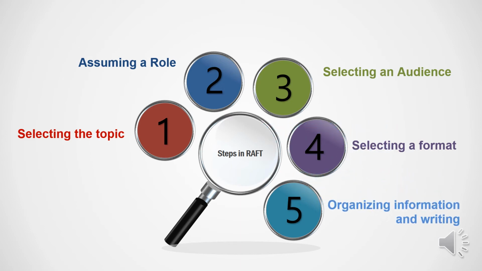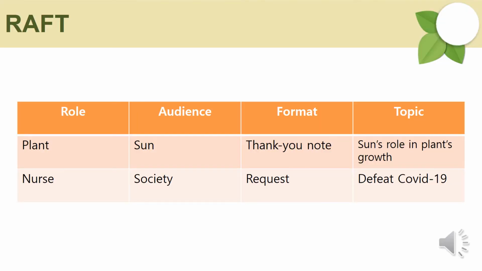The final step in RAFT is for students to bring together all the information they have gathered about the topic and format and organize it for the final written product. Here again, to be successful, they may need assistance in the form of teacher guidance. This is an example of RAFT after following the steps. The role is a plant, sun as an audience, thank you note as a format, to write a topic, the sun's role in plant's growth. The same goes for the topic Defeat COVID-19, nurse as a role, society as an audience, and request as format.